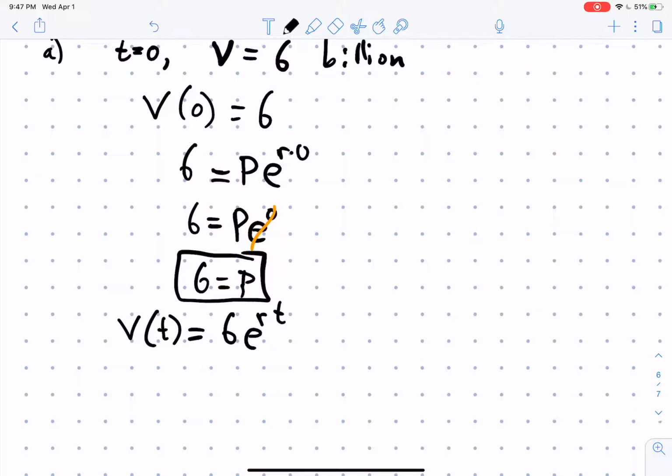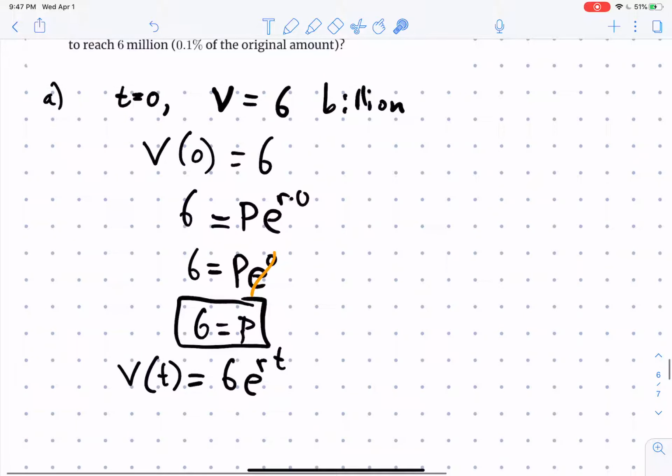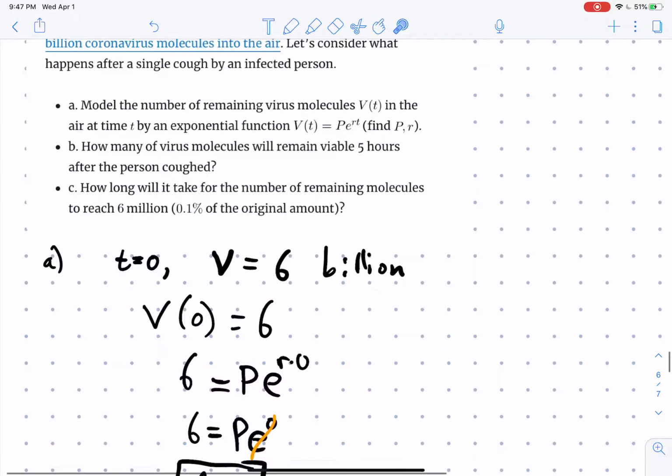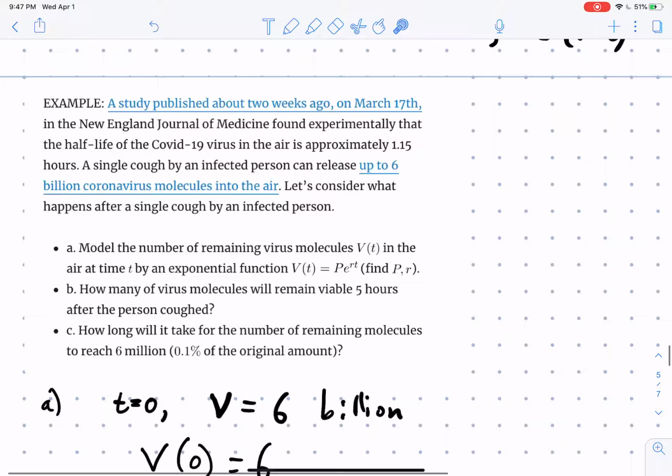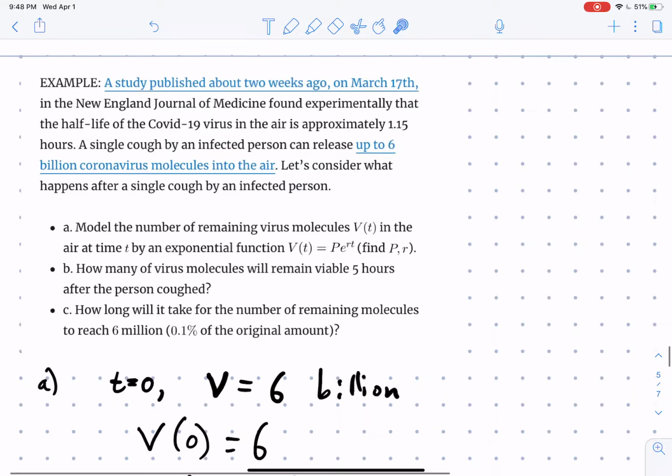And what we don't have is r. That's what we're missing here. And if you look back, we also don't have any other input and output pair. For example, if the problem had given us at some point in the future, when the time was equal to, say, 3 hours, there were now 2 billion coronavirus molecules or something of that nature, then we would have another pair. We would be able to write V of something equals something. Again, we would be able to figure it out. Okay, but unfortunately, we're not given that.